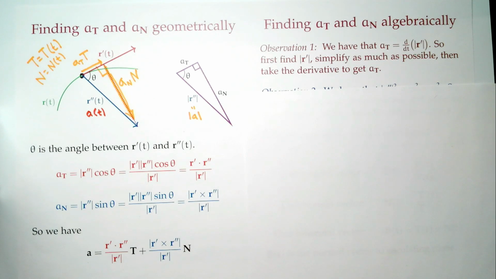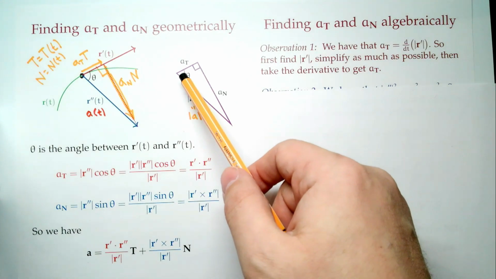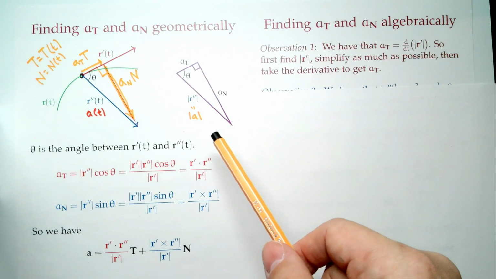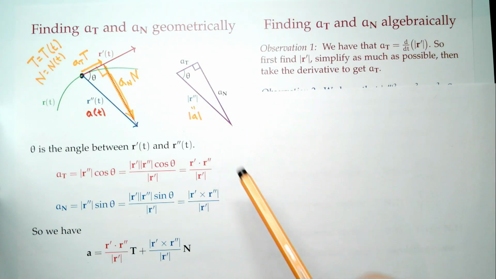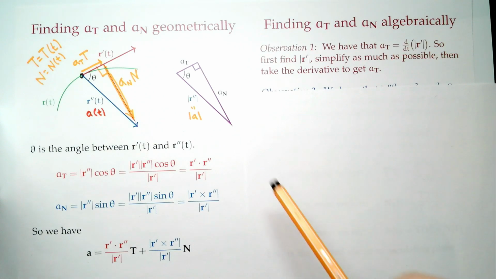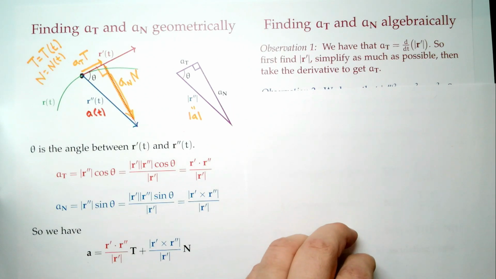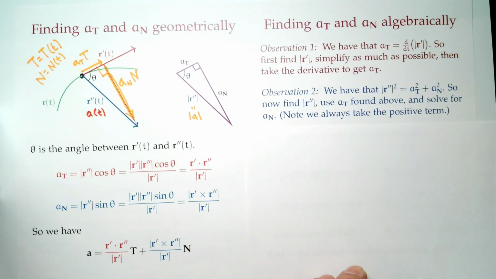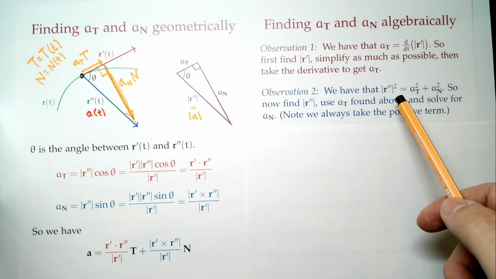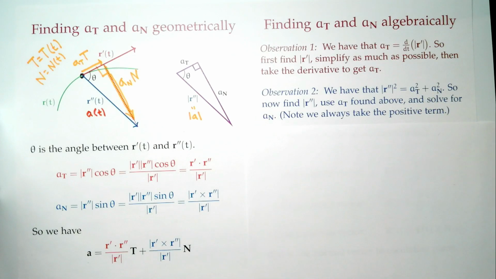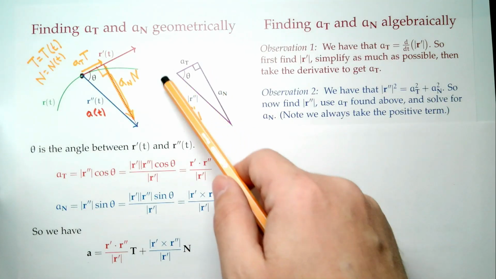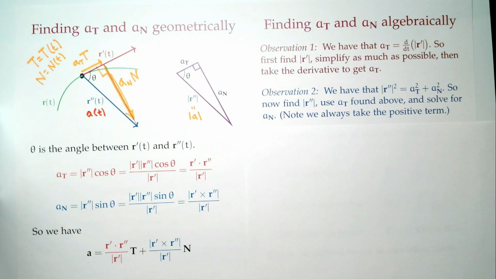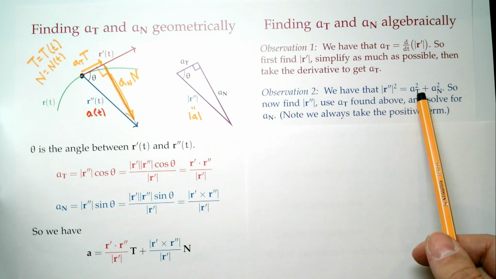That's a sub t. How do you get a sub n? Well, now we come over here and say, wait a second, a sub t, we know that because we just found it. Magnitude of r double prime, we can find that. A sub n, well, that forms a triangle. So you have the magnitude of r double prime squared is a sub t squared plus a sub n squared. It's a right triangle, Pythagorean theorem, useful theorem.